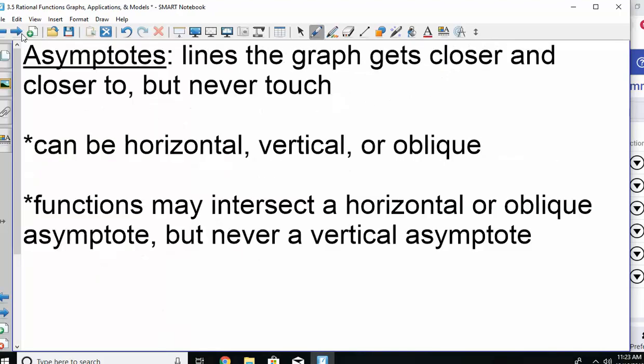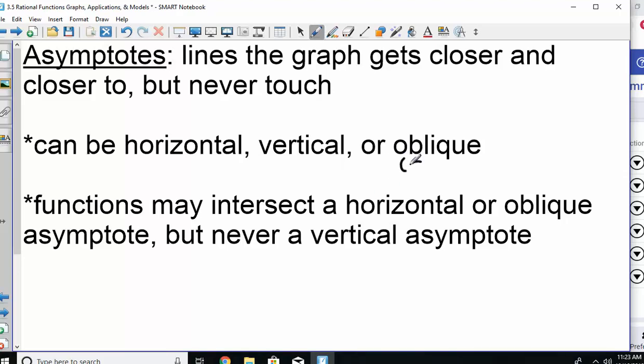You've heard the word before. This stuff is all typed on that handout I posted on Classroom, but you're welcome to write it down if you want it in your notebook. An asymptote is a line that your graph gets closer and closer to without actually intersecting. We are going to look at 3 types of asymptotes in this class. We will talk about horizontal, vertical, and oblique.